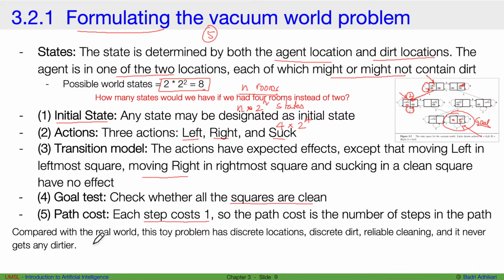So obviously, compared to the real world, this toy problem has discrete locations, discrete dirt, reliable cleaning, and it never gets any dirtier, because we have abstracted the problem into something very simple.